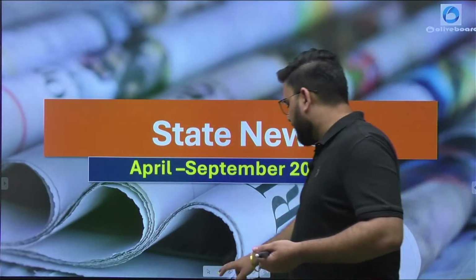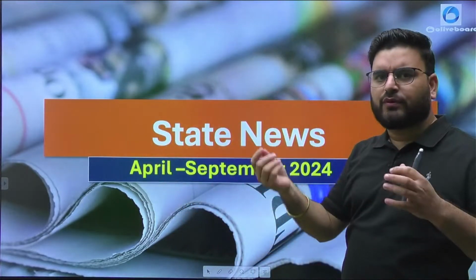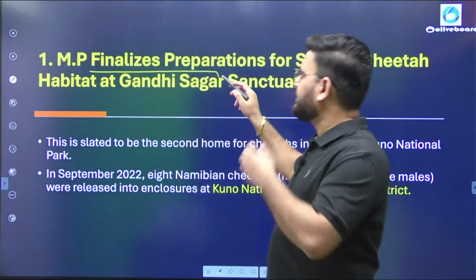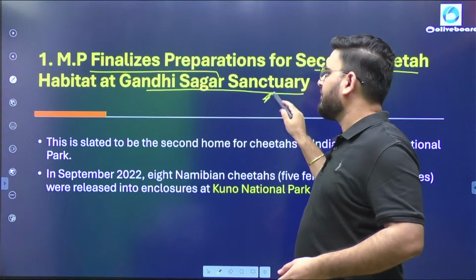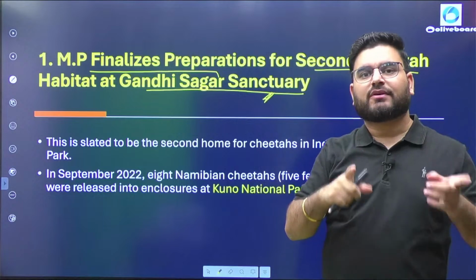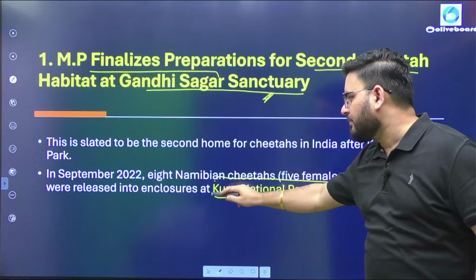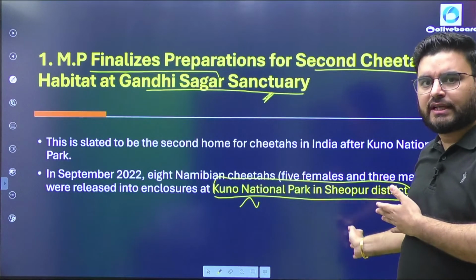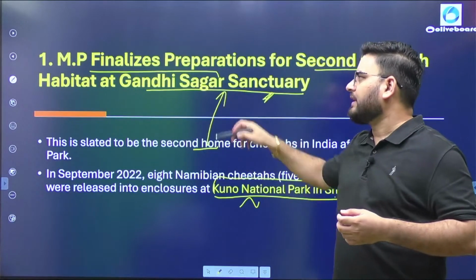So let's do the state news quickly because we have already covered the national news. More or less, all the important ones are already covered, but a few news items are there. Let's quickly cover them. Number one news was Madhya Pradesh finalizes preparations for a second cheetah habitat at Gandhi Sagar Sanctuary. Why is it called second? Because previously the cheetah was reintroduced at Kuno National Park, which is in Sheopur district of Madhya Pradesh. So in 2022, they were reintroduced for the first time at Kuno National Park. After this, the second home is Gandhi Sagar Sanctuary.